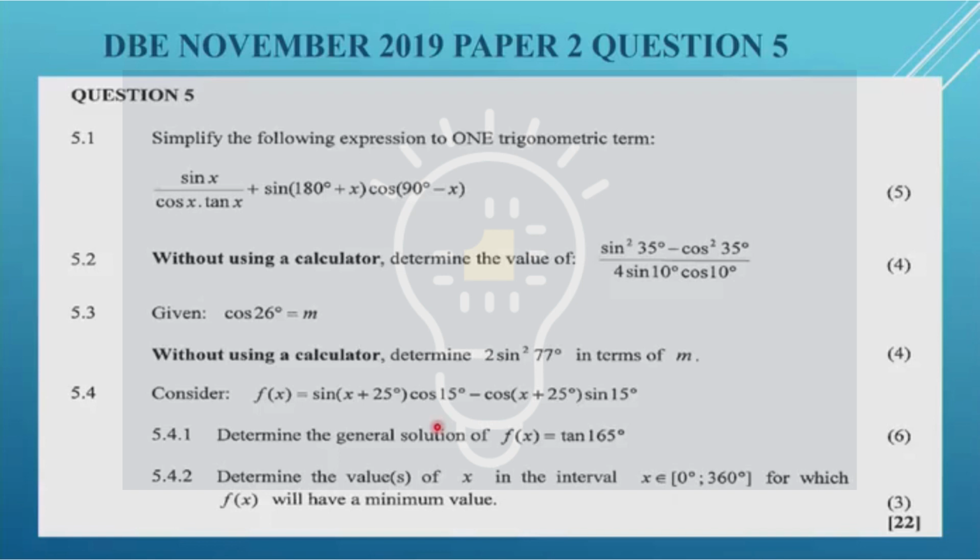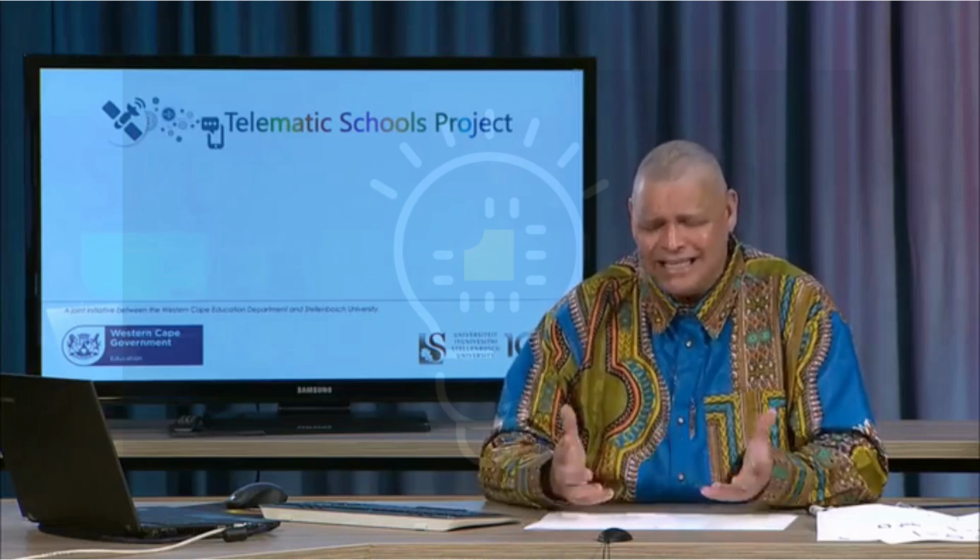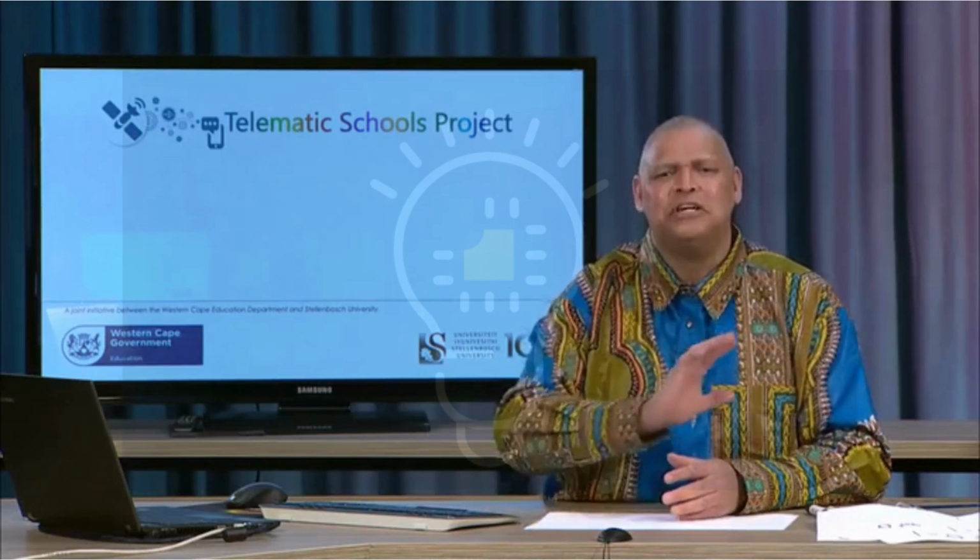Question 5.2. Without using a calculator, determine the value of. If you look at this expression, the numerator, sine squared 35 degrees minus cosine squared 35 degrees over 4 sine 10 degrees cosine 10 degrees. You may be looking at this question and thinking to yourself, how on earth do I approach this? Firstly, 35 degrees is not a special angle. I know my special angles, so I can't use that. And 10 degrees is so far from a special angle, I don't know how to approach this. Well, grade 12s, do not despair. It's much easier than we think.